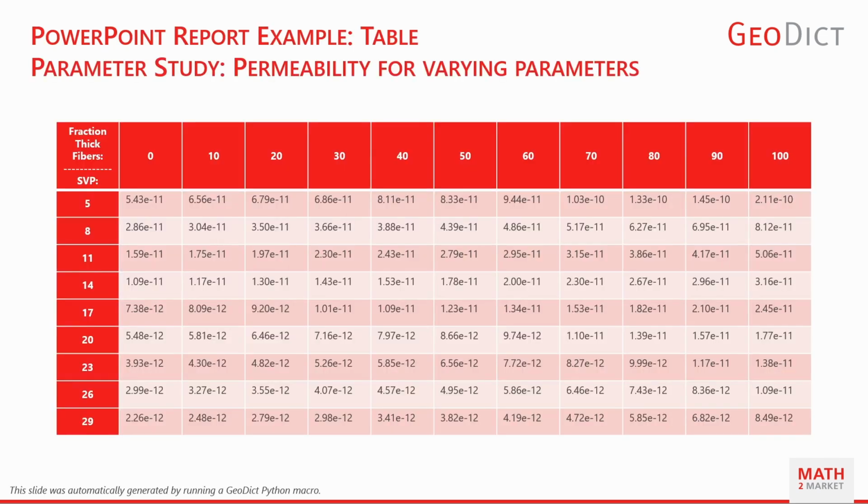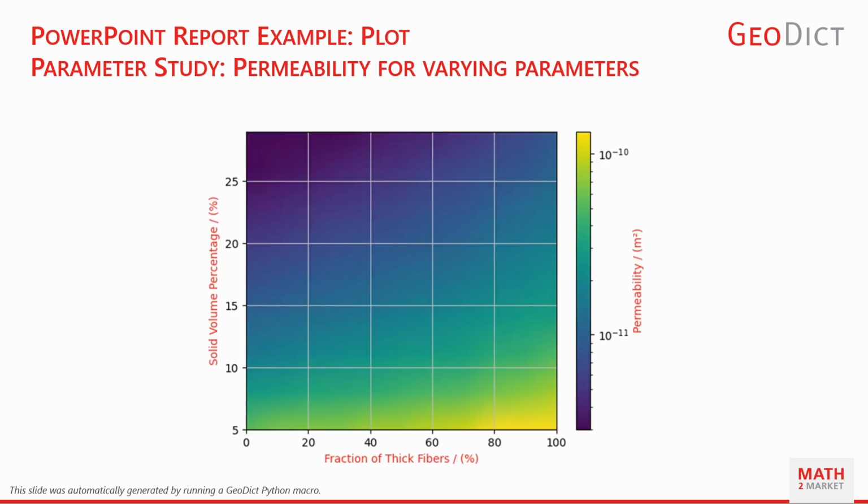This slide and the following slide are generated by a Python macro following a parameter study. For this, we used many more combinations of solid volume percentage and fraction of thick fibers in our workshop macro. The macro read the permeability values for all the combinations using the string map module and created a table using the PowerPoint API. We can see that the influence of the solid volume percentage is larger than the influence of the thick fiber fraction. This is even more obvious when visualizing these values in a color graph created with the Python module matplotlib. Here we can see that the permeability decreases significantly for the increasing solid volume percentage and increases for increasing fraction of thick fibers.